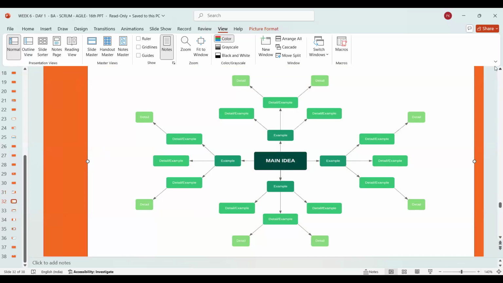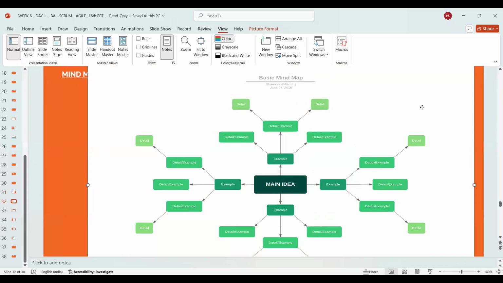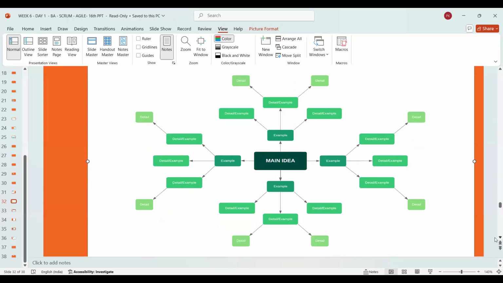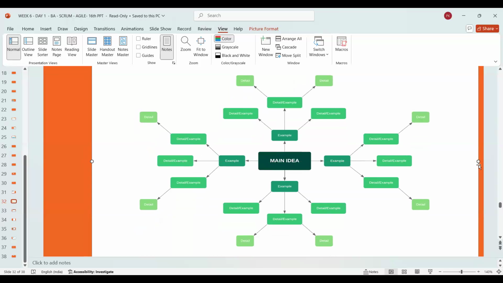Okay, for example, let us take a fun example, not funny. So imagine our idea is having a party this coming weekend. Okay, this is our main idea. I'll tell you how it works. So what are the elements?